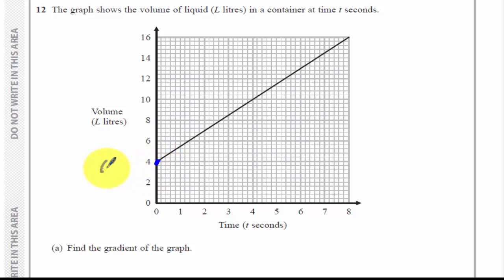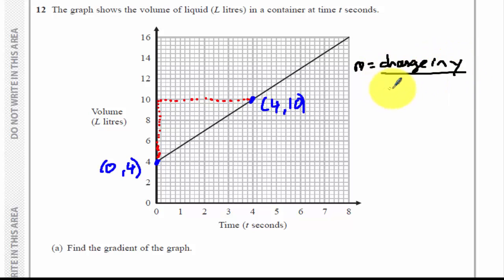So that coordinate there is 0, 4. And this coordinate here is 4, 10. I've picked those two because they're exact integers. And then we work out how much the graph has risen divided by how much it has run along. So the formula for the gradient, which is traditionally the letter m, is the change in the y value over the change in the x, sometimes known as rise over run.